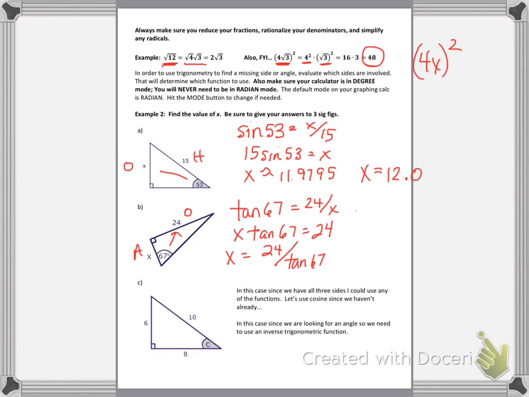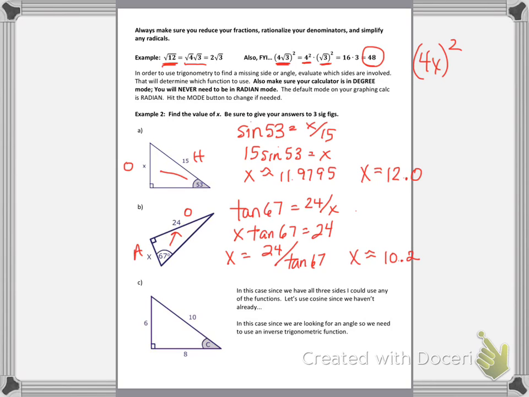So we type that in the calculator exactly the way that it looks. Again, 24 divided by the tangent of 67. And I end up with x is approximately 10.2. Now, you don't have to write approximately, but I just wanted you to know that it wasn't exactly 10.2. Okay. Now, last basic trig one here, and then we got a couple others, and we'll be done.